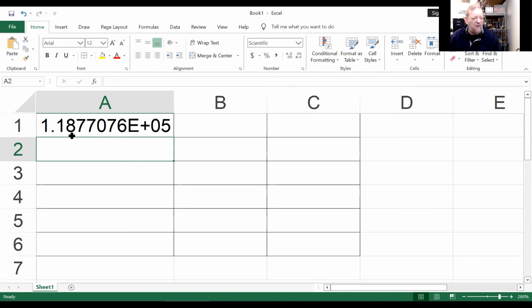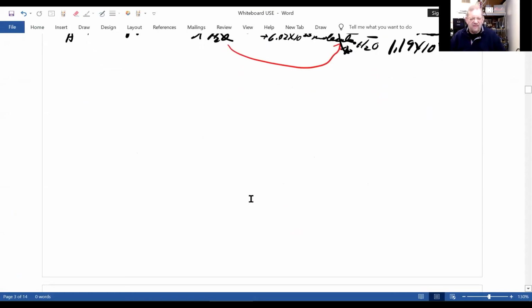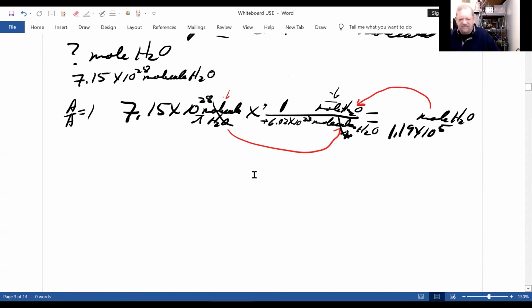So you get 1.19. The exponential, you keep the same always. And now I can go back and write the answer here would be 1.19 times 10 to the 5th moles of water. Hold on, in case anybody's still writing it.